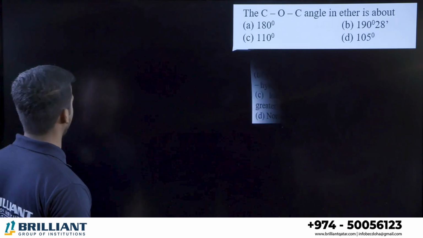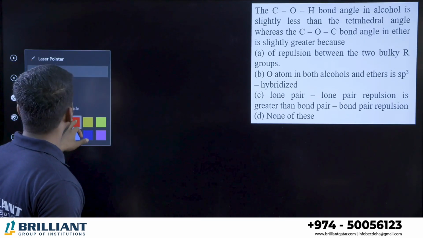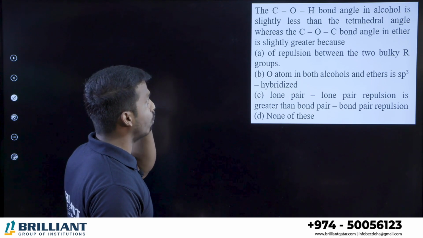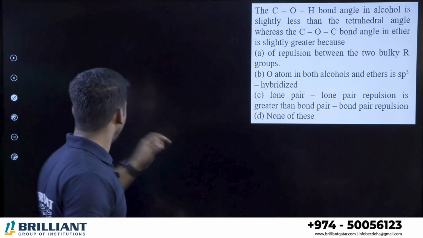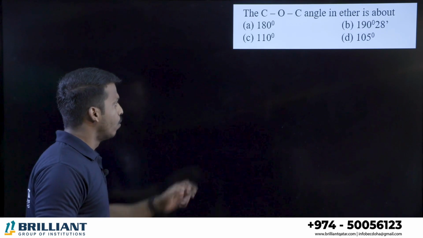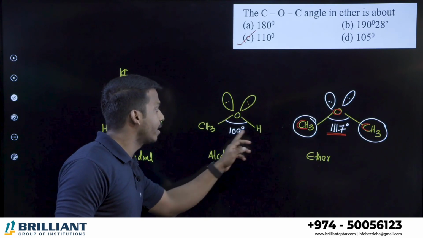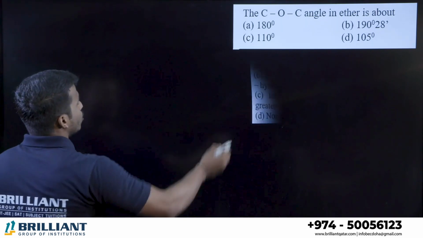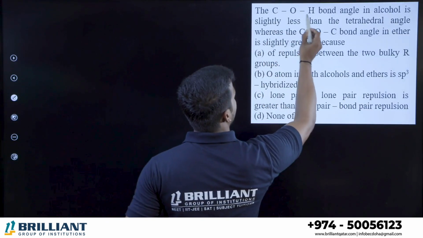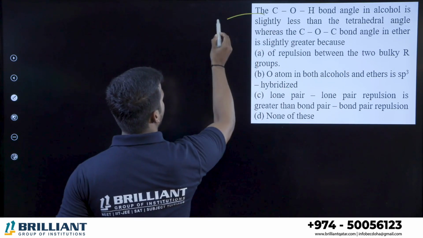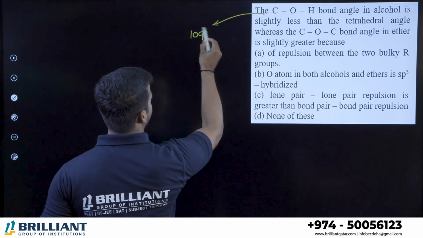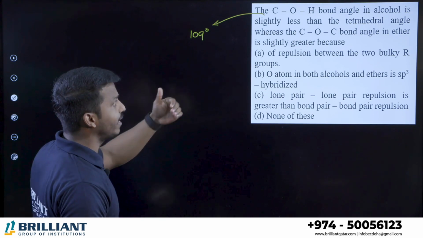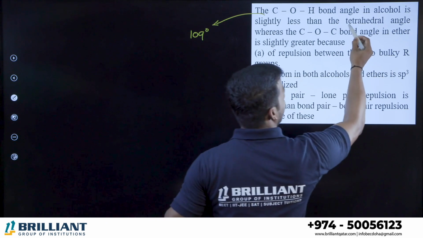Let's go to the third question. In the third question, we have the carbon, oxygen, hydrogen bond angle in alcohol is slightly less than. Just in the previous question we discussed, what is the carbon, oxygen, hydrogen bond angle in alcohol? 109 degrees, correct? So the COH bond angle in alcohol is 109 degrees. Now, it is slightly less than the tetrahedral angle. What is the tetrahedral bond angle, dear all?